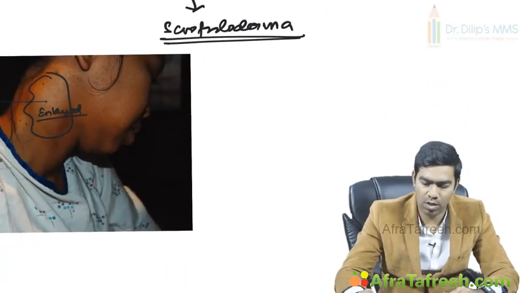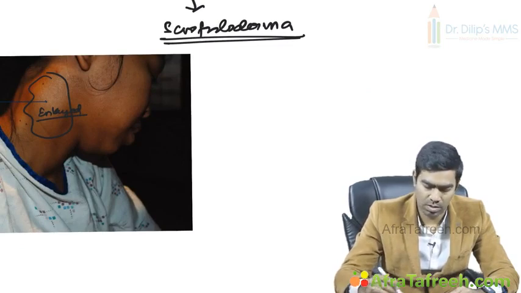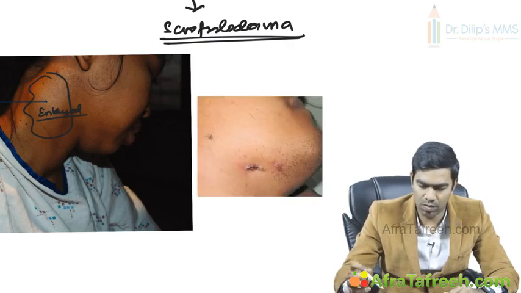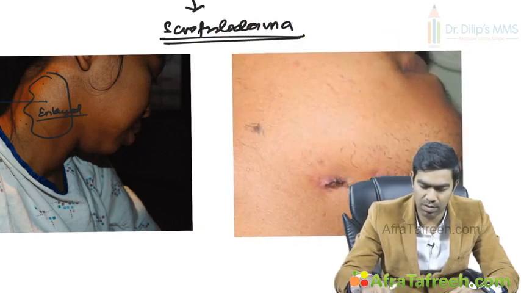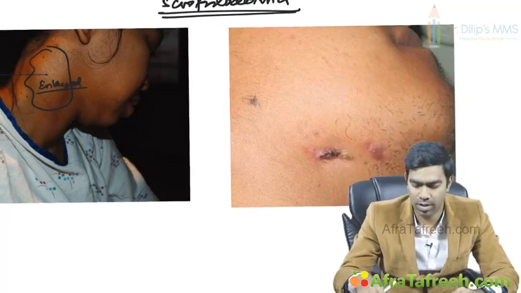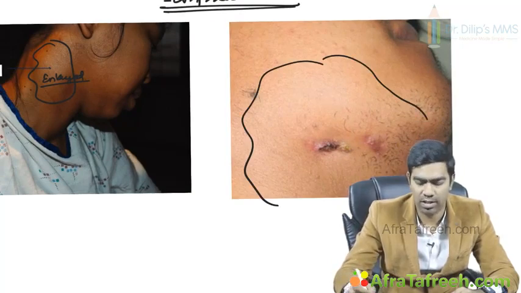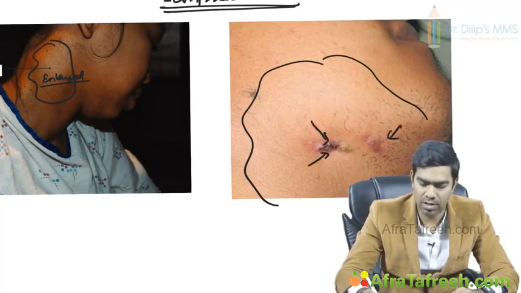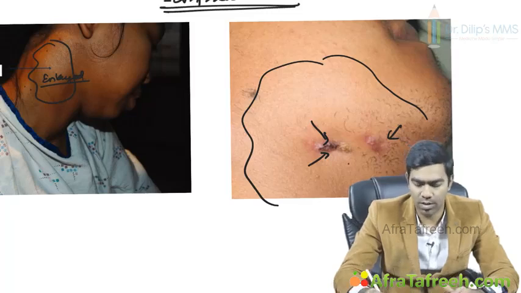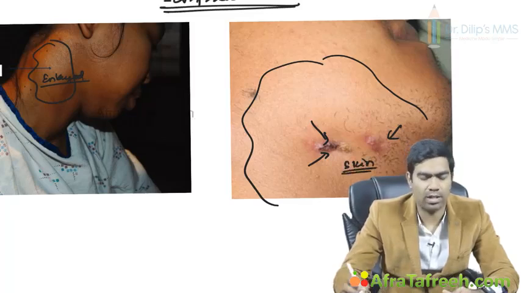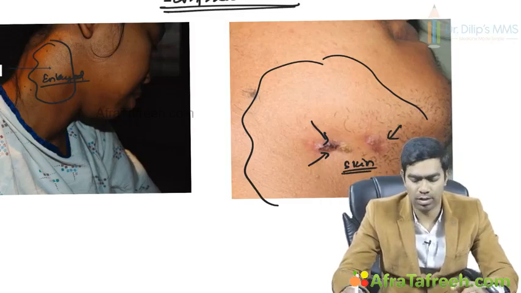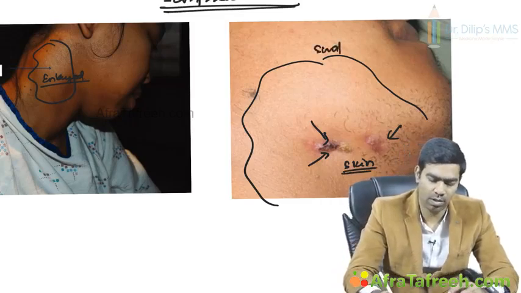Now, when do you call it scrofuloderma? This is the typical example of scrofuloderma that you're going to see. You can see a lymph node that is enlarged here in the neck, and you can see the extension of the infection and inflammation into the adjacent or overlying skin. So this is what we typically call scrofuloderma.